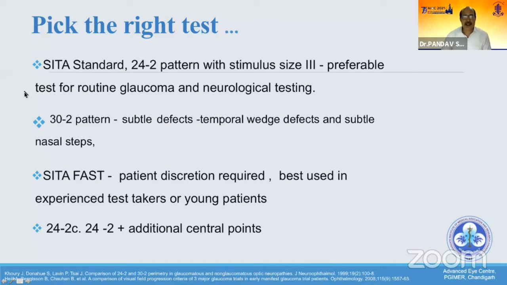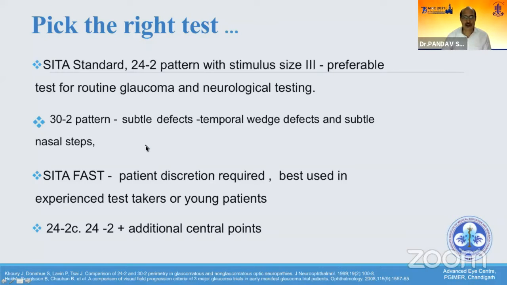Secondly, to pick the right test. It's very important to understand what test you want to do. Most of the time, from the glaucoma point of view, we do the standard 24-2 pattern, but you could change it depending on the requirement. If you want to see more subtle defects on the temporal wedge or on the nasal steps, then you might order a 30-2 test. That's if clinically you feel there should be some visual field defects. If a 24-2 is turning out normal or ambiguous, then you could do a 30-2 also.